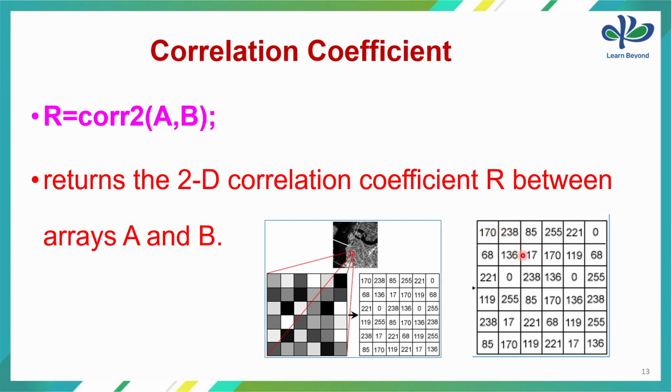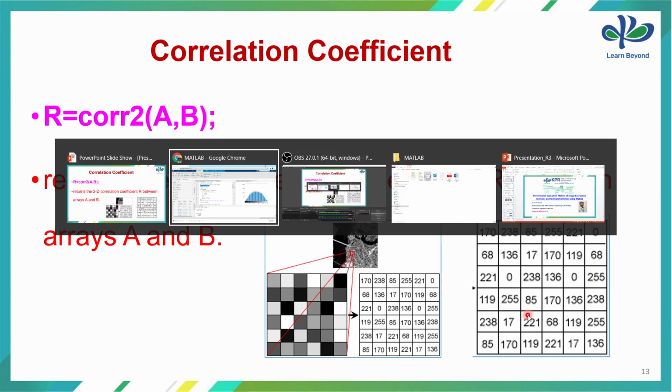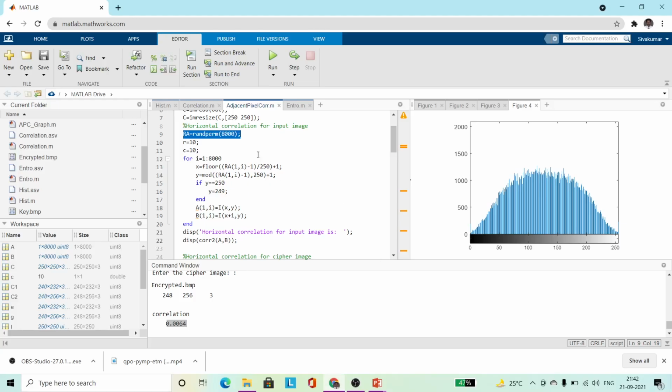Maybe if I choose 136, then the correlation between 136 comma 70, between 136 comma 0, and between 136 comma 238 will be calculated. Similarly, if I randomly choose the pixel value 85, then the correlation between 85 and 170 is horizontal, between 85 and 68 is diagonal, and between 85 and 221 is vertical. So like that the adjacent pixel correlation values are also calculated. So let me run this code.